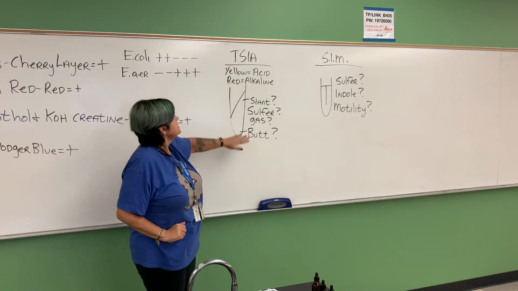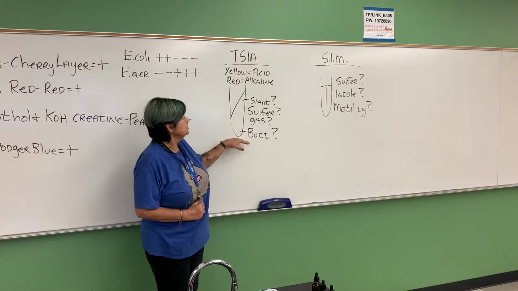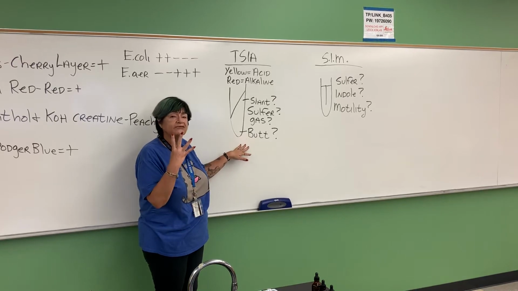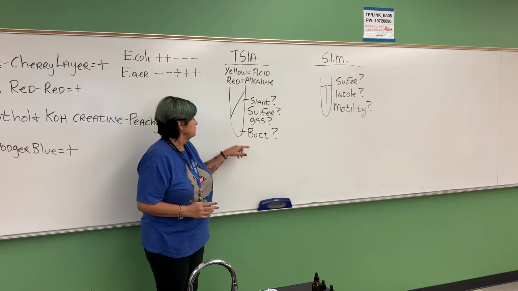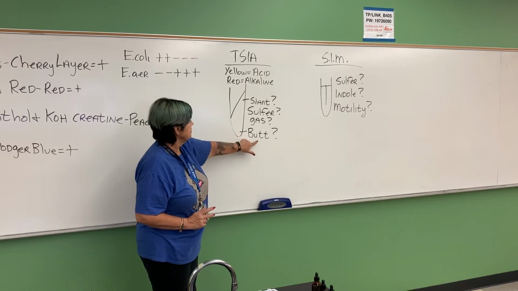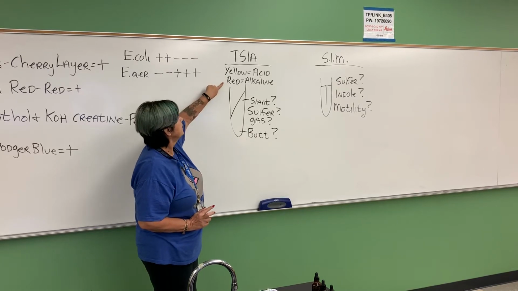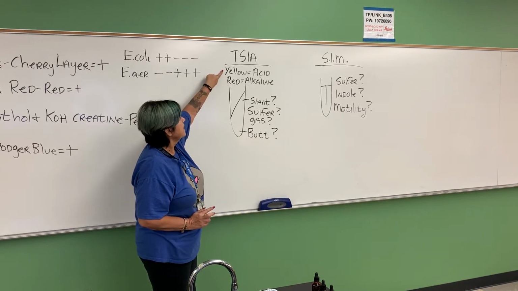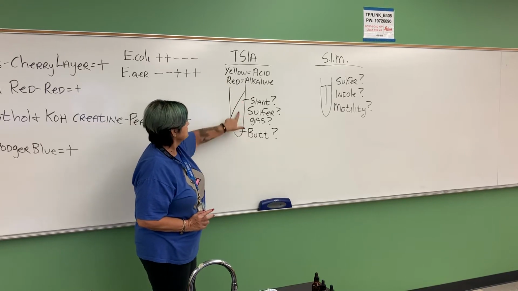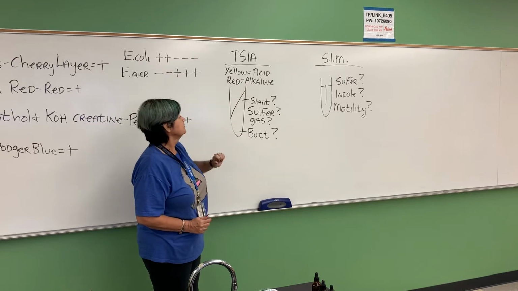Next up is TSIA. The way you read a TSIA slant is you start at the bottom. And if you remember from last time, I said there's 4 different tests that you're doing. You start at the bottom, you look at the butt. The bottom of the tube is called the butt. What color is it? Is it yellow or is it red? If it's yellow, you say acid. If it's red, you say alkaline. Next, you look at the slant. What color is the slant? You do the same thing, acid or alkaline.